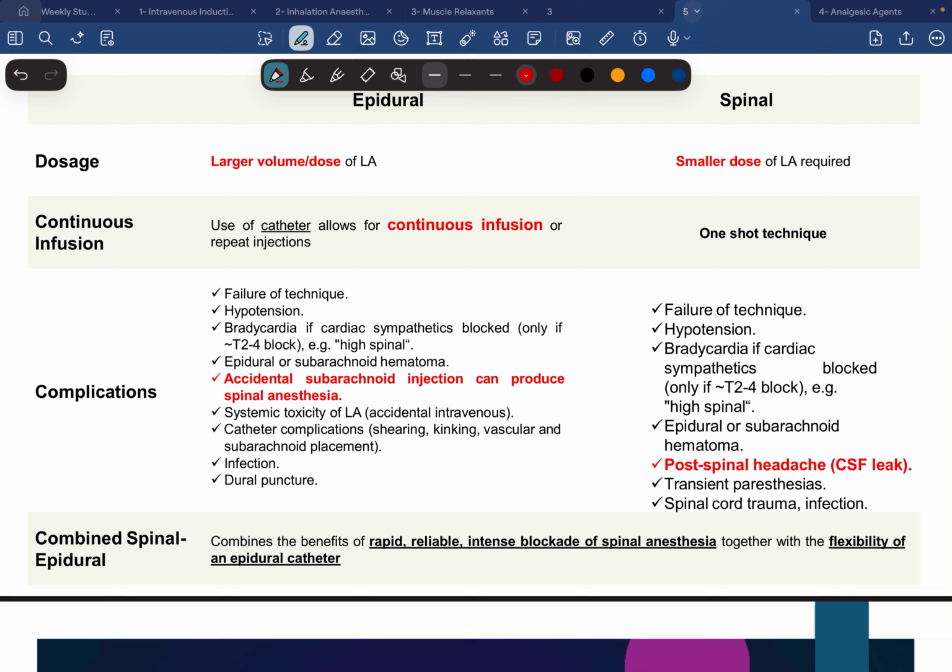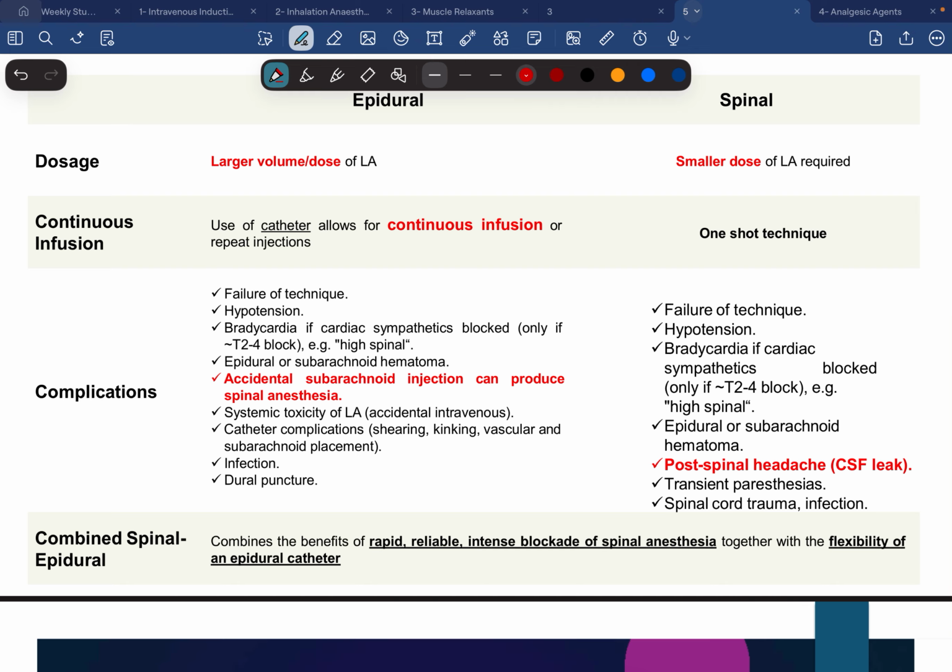Epidural or subarachnoid hematoma, post-spinal headache, transient paresthesia, spinal cord trauma or infection. Post-spinal headache or dural puncture headache will present with the same symptoms. It's basically when you hit the arachnoid layer and then there's a CSF leak. We see it more often with epidural catheters because the needle is much larger than the spinal ones, which means there is more CSF leak.